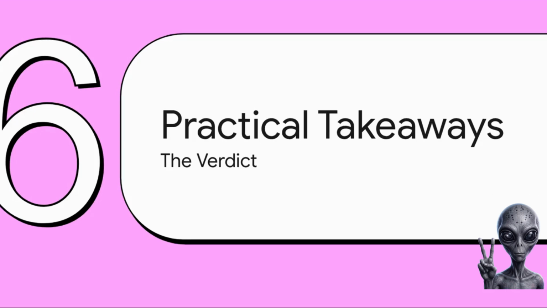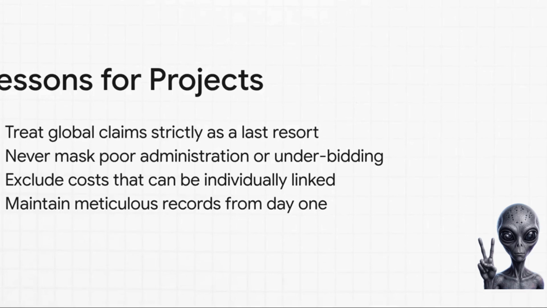And finally, Section 6, Practical Takeaways for Projects, the verdict. All right, so here is your survival guide for your next mega project. Number 1, treat global claims strictly as a last resort. They are wildly risky and super expensive to litigate. Number 2, never try to use a global claim as a rug to sweep your own poor contract administration or underbidding under. Trust me, tribunals are going to see right through that.